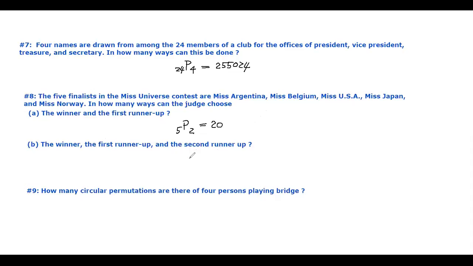Yes, because the first one will be the winner, the second one the first runner-up, and the third one the second runner-up. So we do care about the order. So it's 5, and I take how many? I take 3, right? Okay, so this one will give you 60 different ways. Okay, now let's take a look at the next thing.